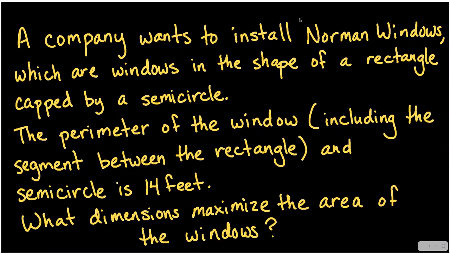A company wants to install Norman windows, which are windows in the shape of a rectangle capped by a semicircle. The perimeter of the window, including the segment between the rectangle and the semicircle, is 14 feet. What dimensions will maximize the area of the windows?